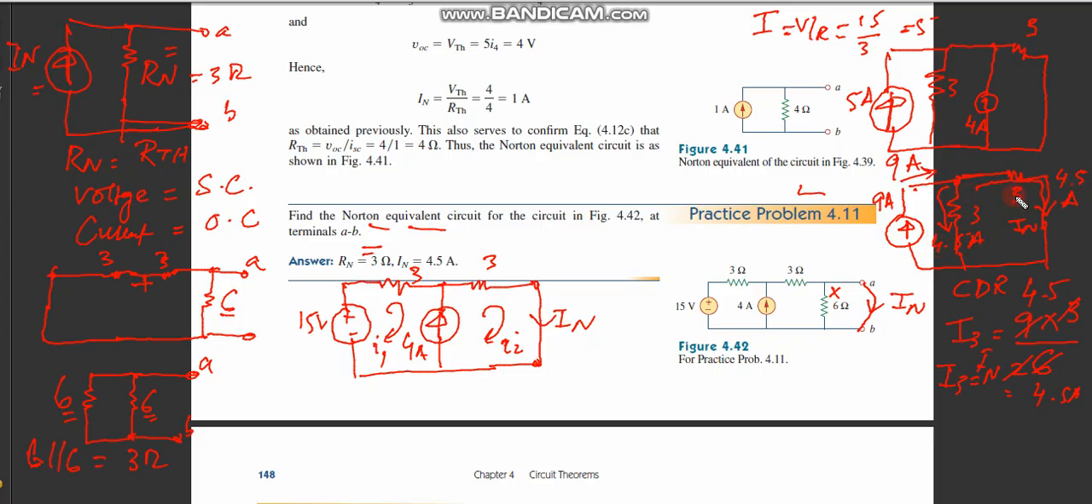Why? Because these two resistances are equal. So it means that this In is equal to 4.5 ampere. And if you check it, that is again the same thing as given in the answer.